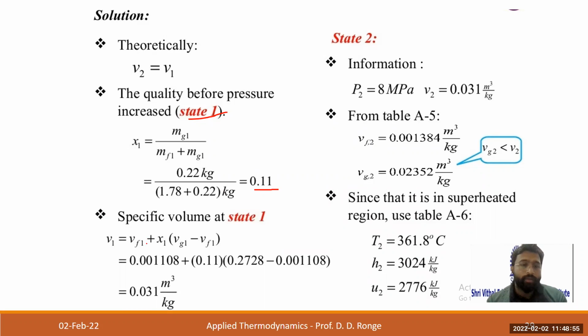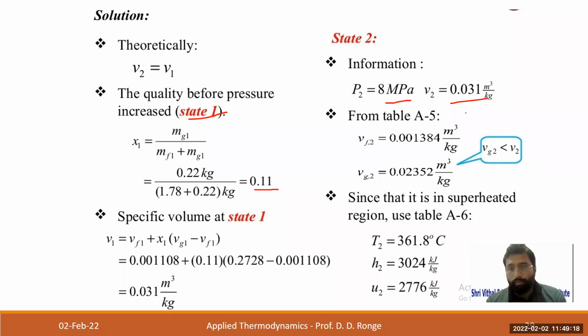Now again, they have given suffix 1, that is for state 1. From this they have calculated V1. Now V1 will be equal to V2. Okay. And in the V2 case, again we may need to calculate the dryness fraction. Now the second state is 8 megapascal or 80 bar. V2 will be equal to V1, that is 0.031 meter cube per kg.